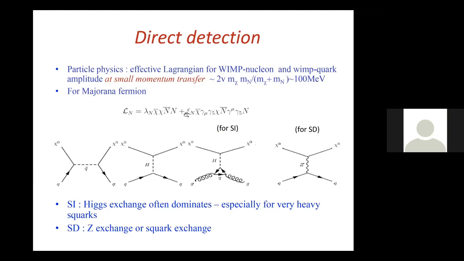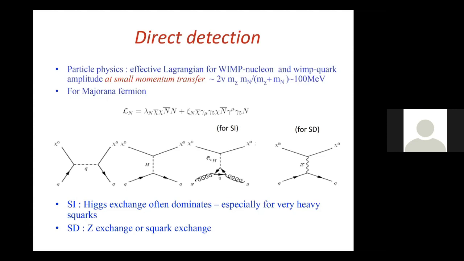Just to give you an example, for a Majorana fermion, which is the case for the neutralino, this effective Lagrangian is very simple. You have basically one possible type of interaction, which is a scalar type of interaction, and another one, which is a gamma mu gamma five type of interaction. The first one is the only one that contributes to spin-independent interaction on the nucleus, and the second one to spin-dependent interaction on the nucleus. The first one is basically dominated by Higgs exchange, with the Higgs interacting with quarks or gluons in the nucleus. You can, in principle, have a contribution also from squark exchange in supersymmetry, although because squarks tend to be heavier, they're usually subdominant.